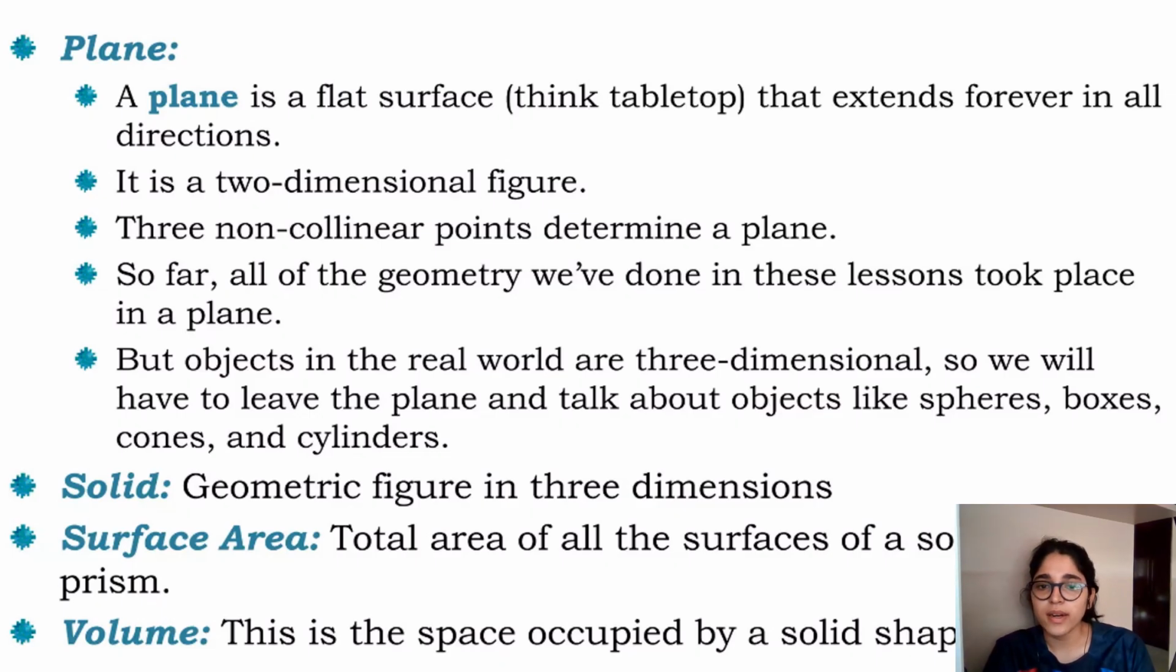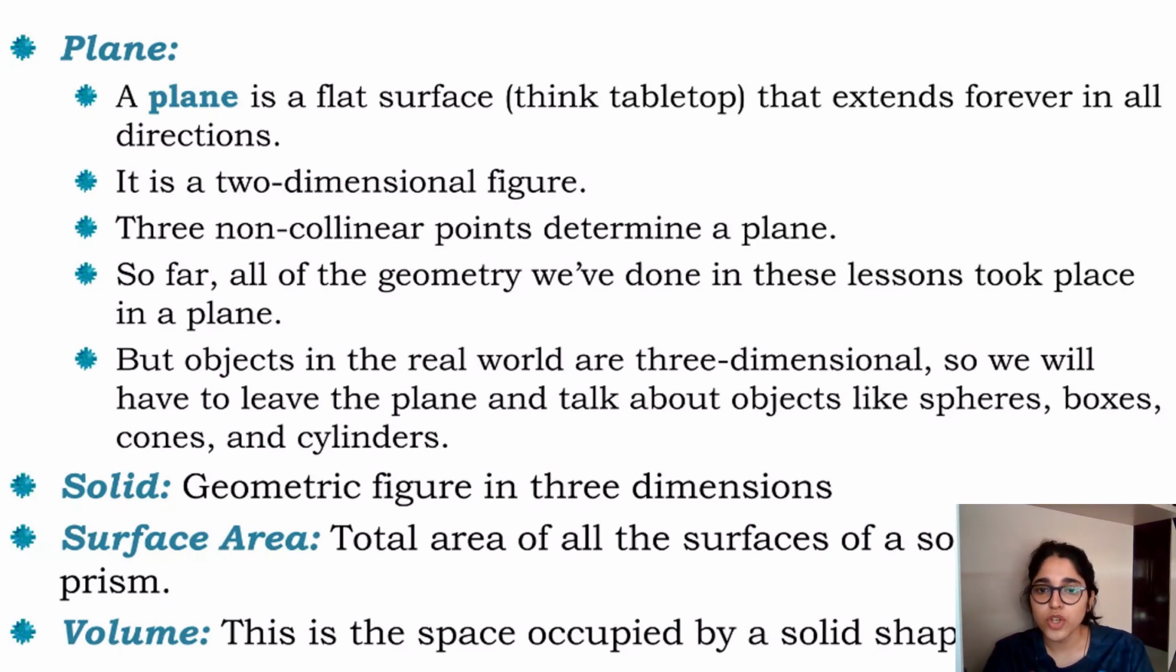Now let us move ahead and understand what is a plane. So far the shapes that we were studying and finding the perimeter and area of were all 2D shapes. So what is a plane? A plane is a flat surface, like a tabletop, that extends in all directions. It is usually a two-dimensional figure and there are three non-collinear points which determine a plane. Otherwise, it always stays a ray or a line.